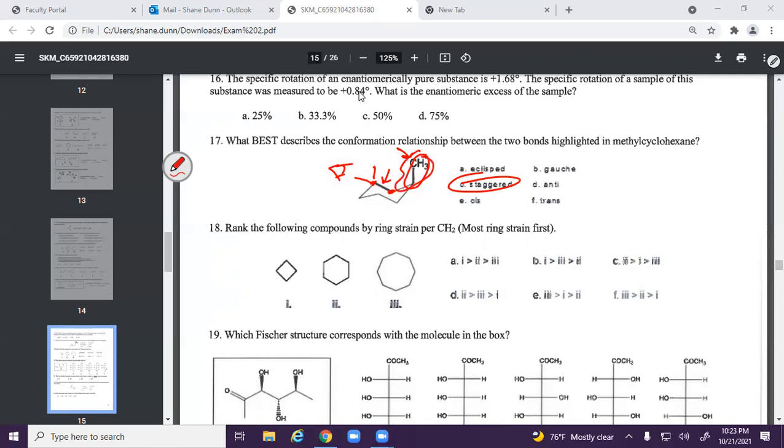It would not be cis or trans, because cis and trans can only be things coming off the cyclohexane. So these are wrong. And they're not eclipsed, because eclipsed can only be things coming off the Newman projection, and they can be gauche. So the only thing that could be is staggered.